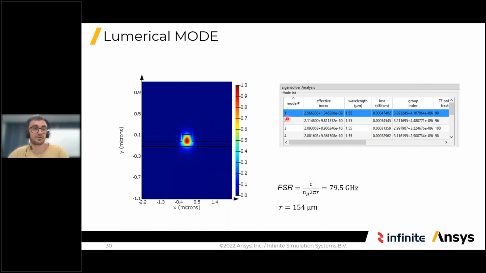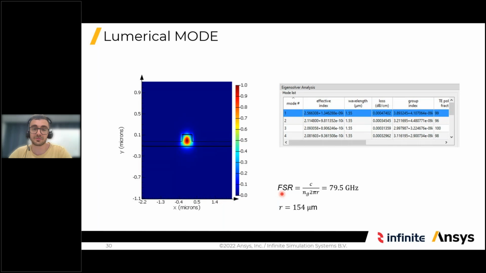So first of all, with Lumerical MODE, we determine the eigenmode. We are going to use the first eigenmode of the waveguide. And there we can see what the effective index is of this eigenmode. You can also determine things like losses, like the loss of light per centimeter, and also bend losses can be determined with FDE.